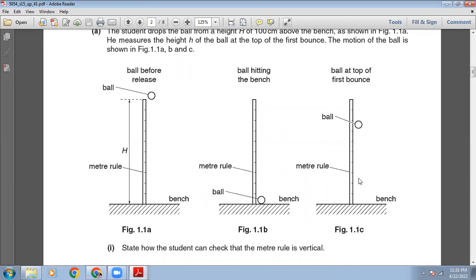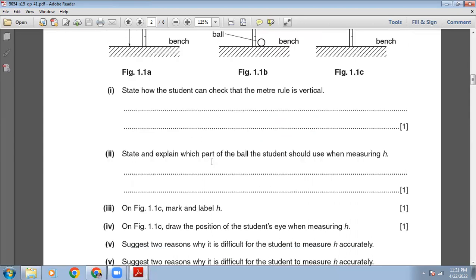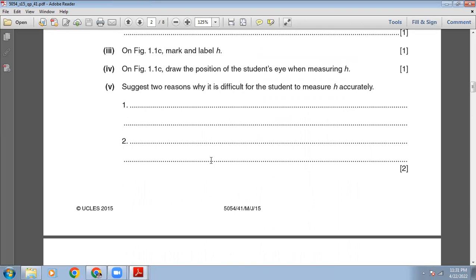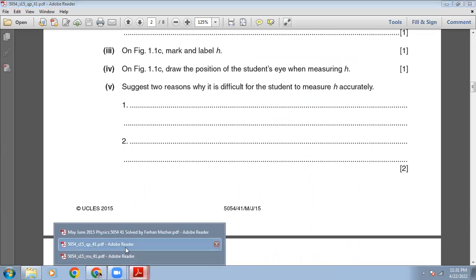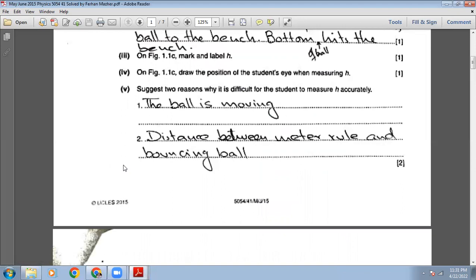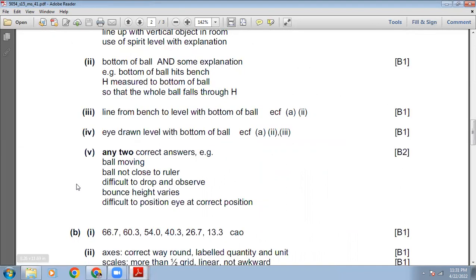You can see the ball is bouncing here, and the vertical scale is here from where you will measure its height. So there is a little gap between them. That's why it's not possible to get a very accurate reading. So these are some reasons. The ball is moving, that is one reason, and the distance between the meter rule and the bouncing ball. So these are the two reasons which I have written. Let's check the marking scheme.